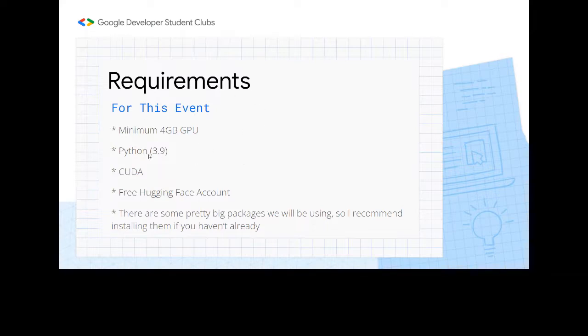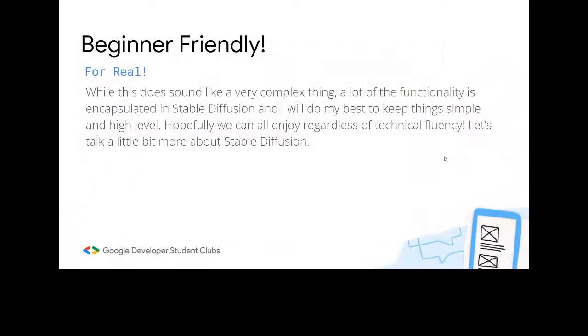You'll need a Python 3.9 environment, and you'll need the CUDA from NVIDIA installed on your PC, and you'll need a free Hugging Face account because we're using Stable Diffusion using Hugging Face's diffusers. And also, there's some pretty big packages we'll be using, so I recommend installing them if you haven't already. If you don't have any of that done, you can just do it while I'm rambling on here.